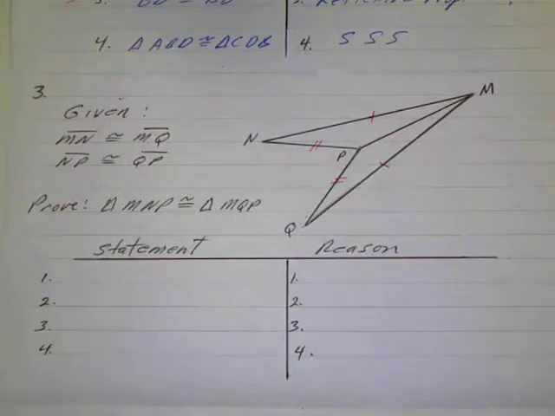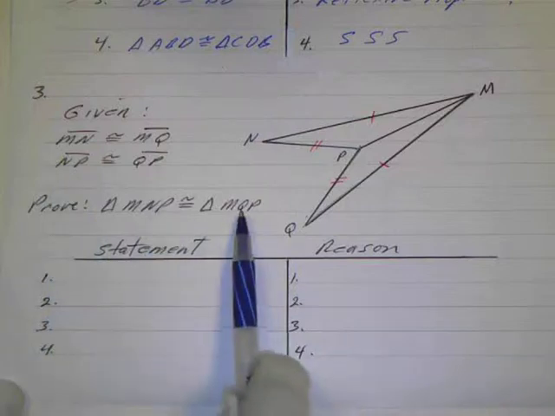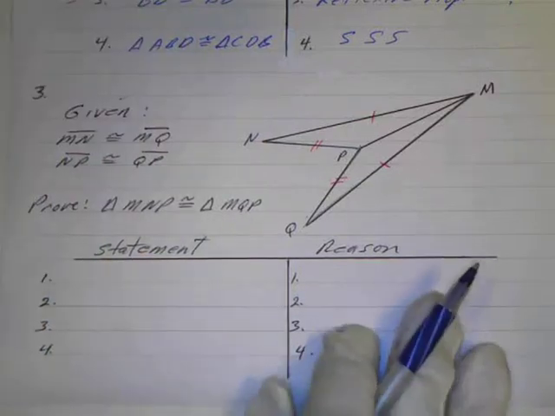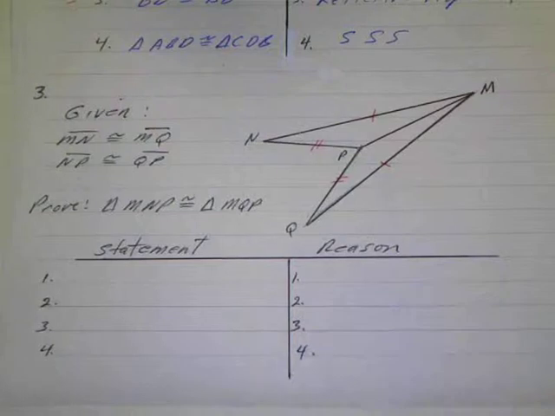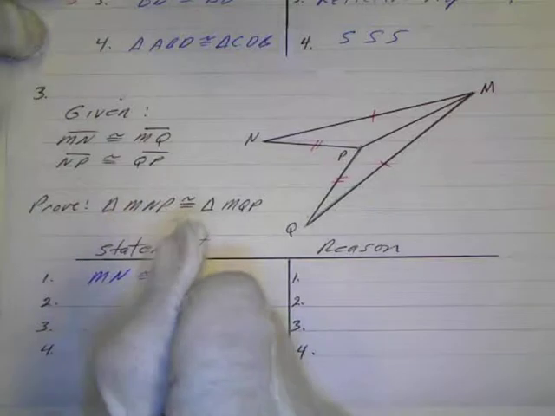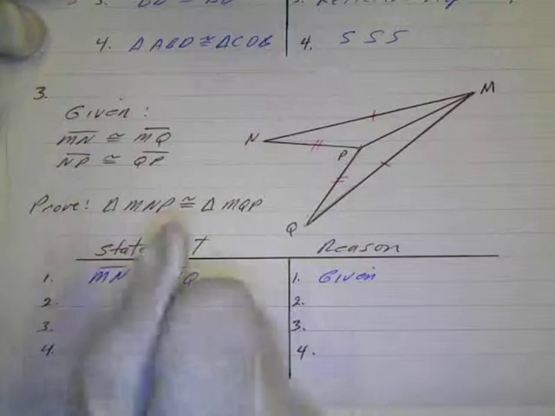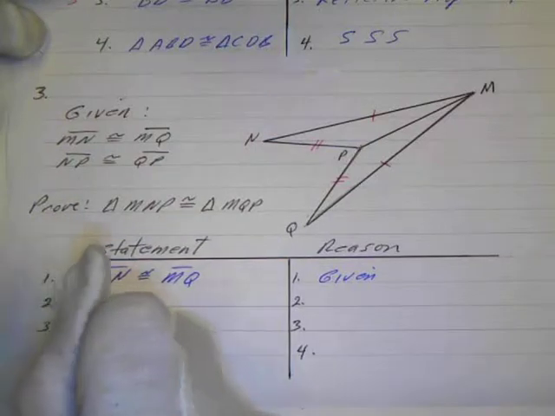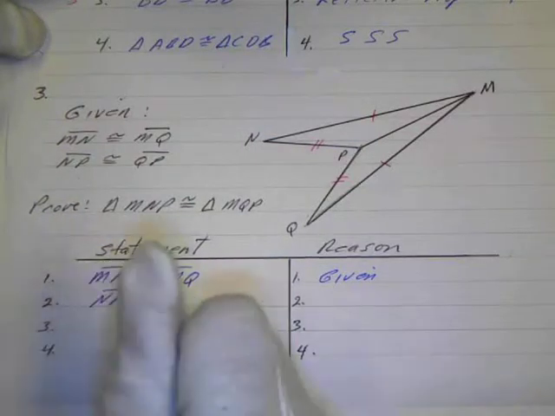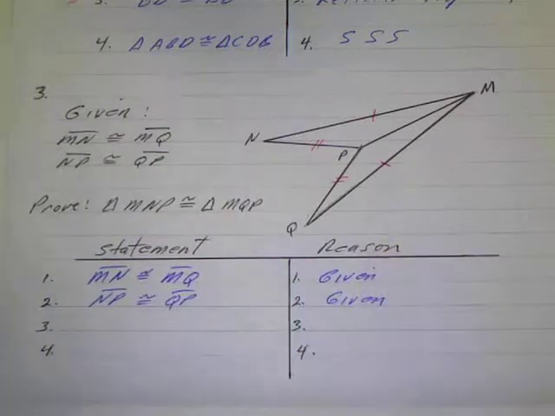And we want to prove the triangle MNP is congruent to triangle MQP. You can see how the MN and MQ line up, and the NP and the QP line up. So it looks like our correspondence is written right. So let's get to it. First of all, we'll write down our given. MN is congruent to MQ. That's given. And those are segments. And NP is congruent to QP. That's given. And those are two sides.